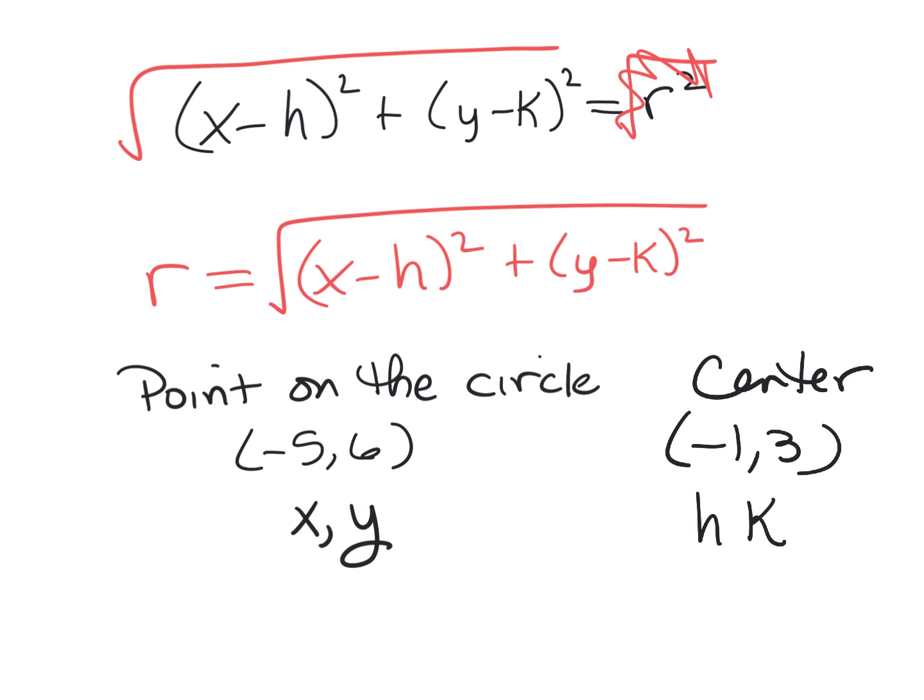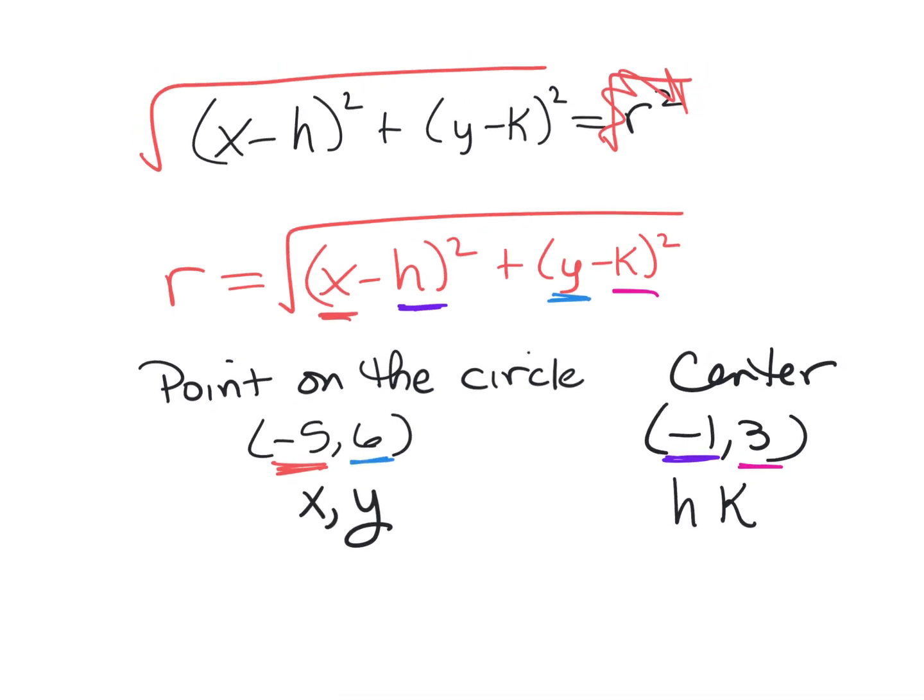So I'm going to be placing -5 right here. I'm going to be replacing 6 right here. -1 is going to go right here. And then lastly, let me get another color, +3 will go right here. So let's replace it to get the radius length. Then I'm going to get that radius and the center and then write the equation of the circle.